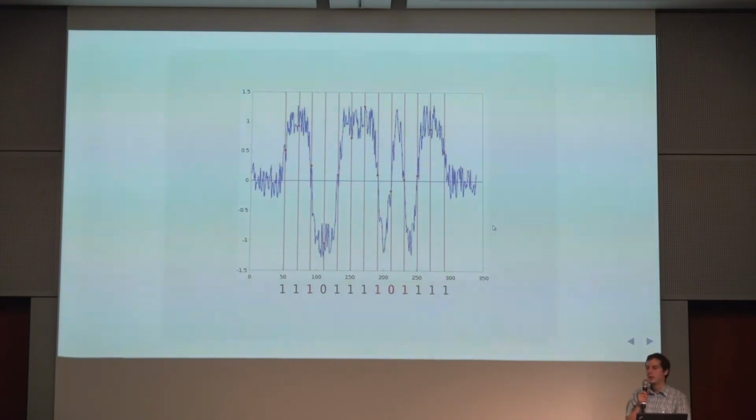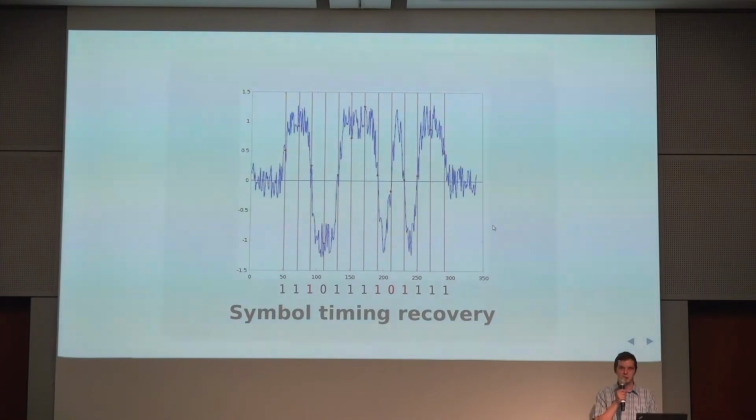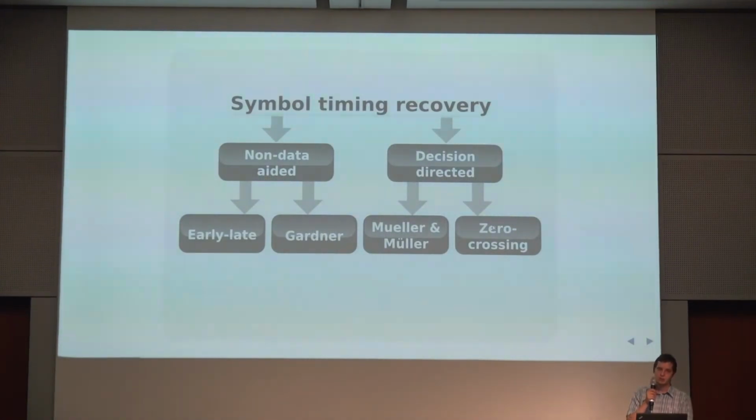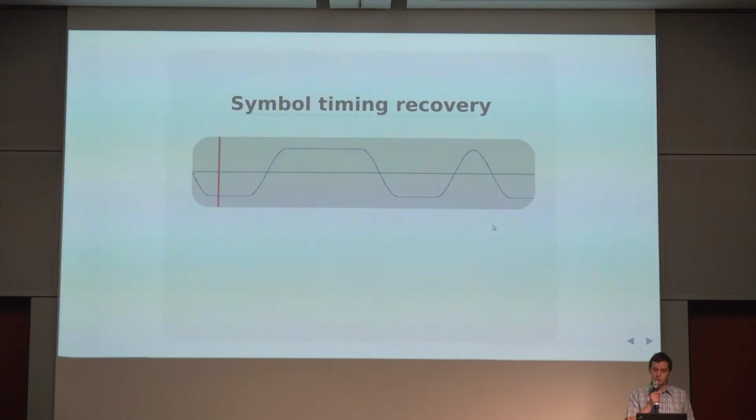So how do we do it? That's why there are symbol timing recovery algorithms to help us out. There are several algorithms for that in the textbooks, and these are just some examples. There are more advanced ones. From these, I've implemented the Gardner and the early late algorithm. And yeah, how do these work?